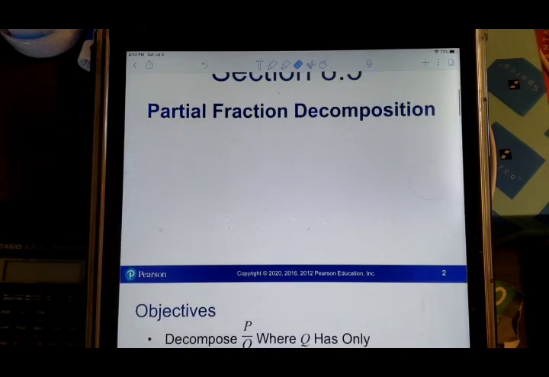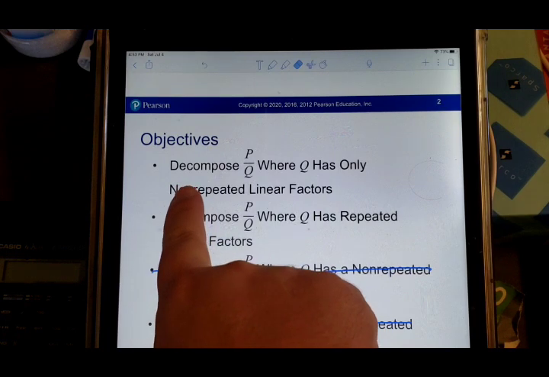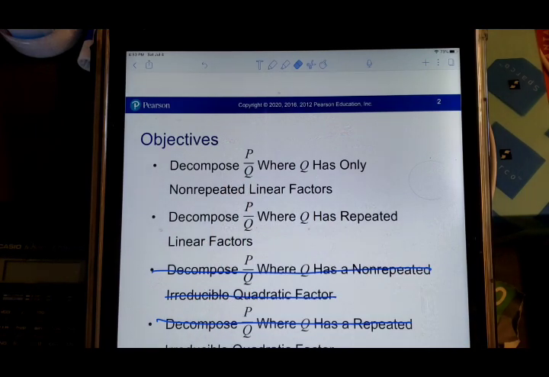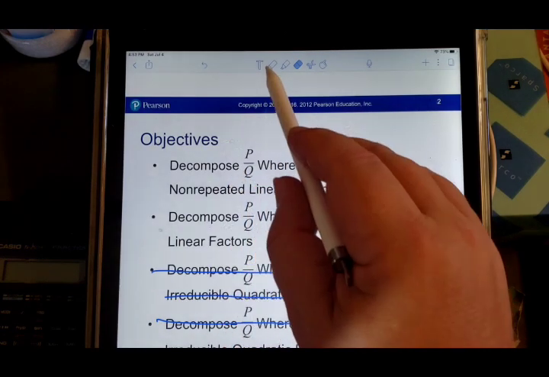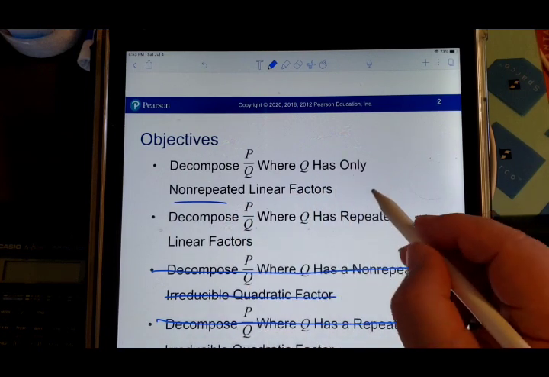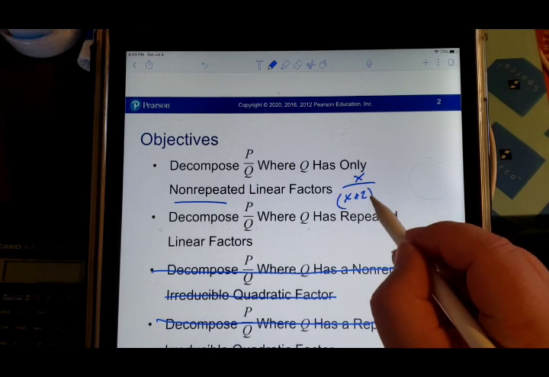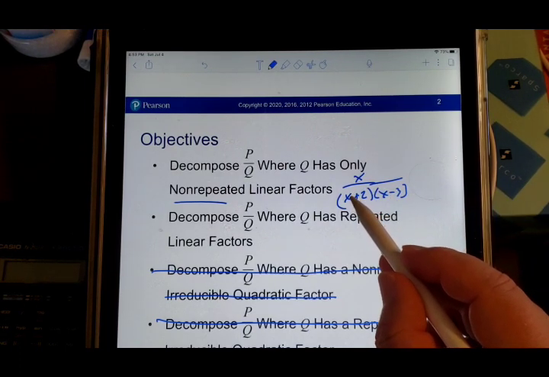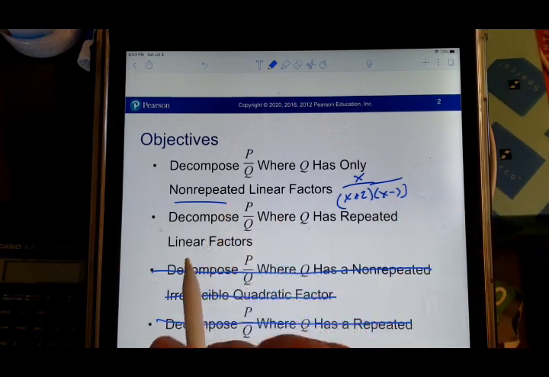I almost feel like I should give you an example but let's go ahead. Decompose. I'll explain what that is, but we're decomposing a fraction that has in the denominator a polynomial that has non-repeated, meaning unique, linear factors. So I'm talking about something like x over (x plus 2)(x minus 3). These are linear because they are degree 1. And they're not repeated. I don't have a square or anything, which is exactly what happens here.